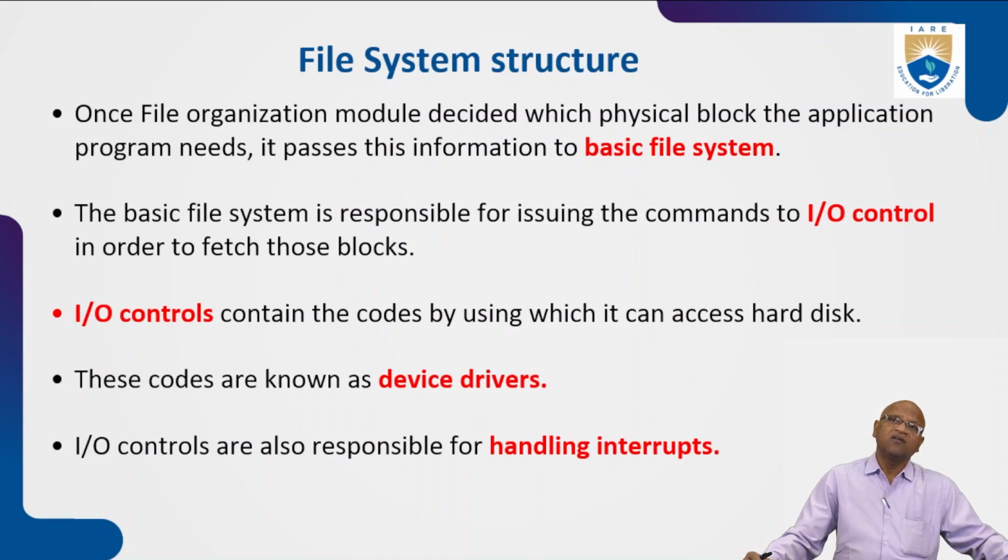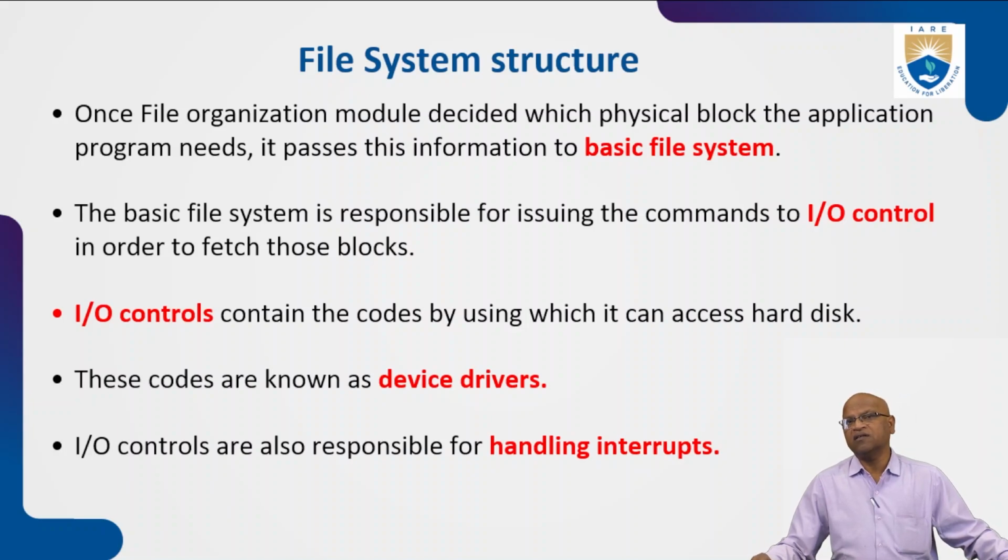because we want to save one file. For that file, the file organization system will scan where the place is available in the hard disk. In the sense, the basic file system is responsible for issuing the commands to the IO control in order to fetch those blocks, because we have to save the file in the free space blocks. The IO control contains the codes by which it can access the hard disk. These codes are known as device drivers, because device drivers are the software which helps the OS to work for the device.